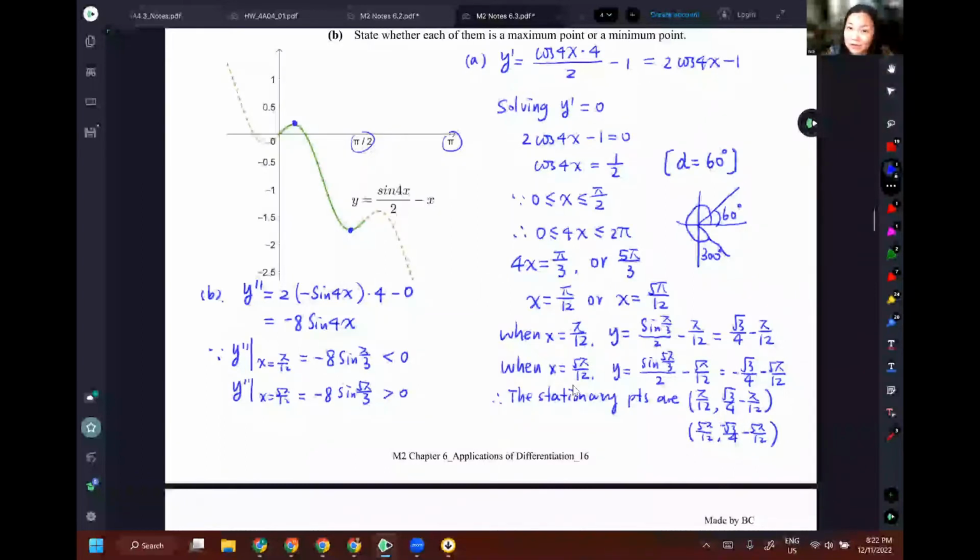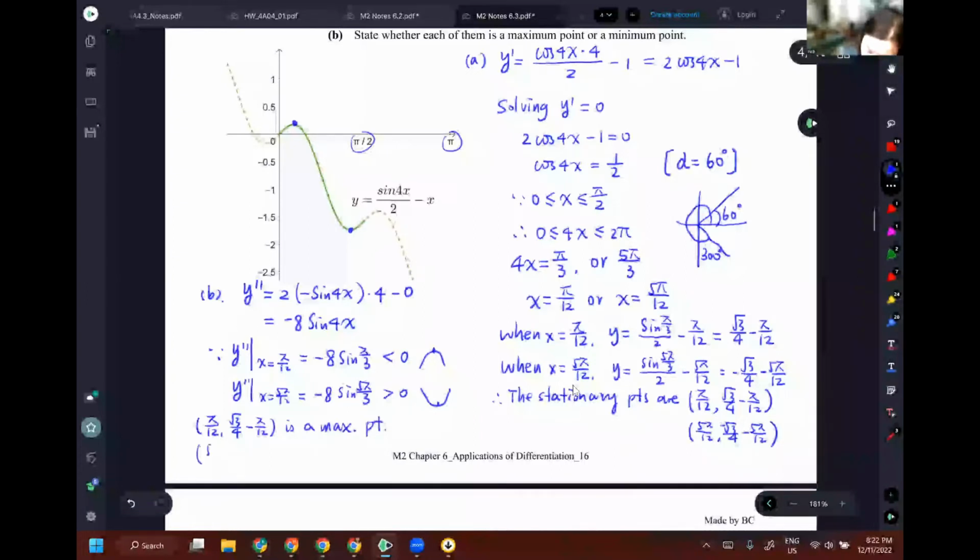A negative one means it's a concave down curve. A positive one means it's a concave up curve. So the first point is a maximum point, while the second point is a minimum point. And it's there on the curve. You see, this is a maximum and this is a minimum.